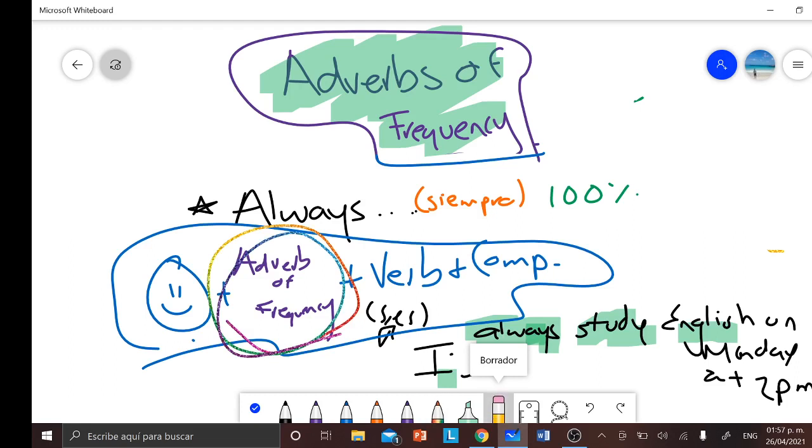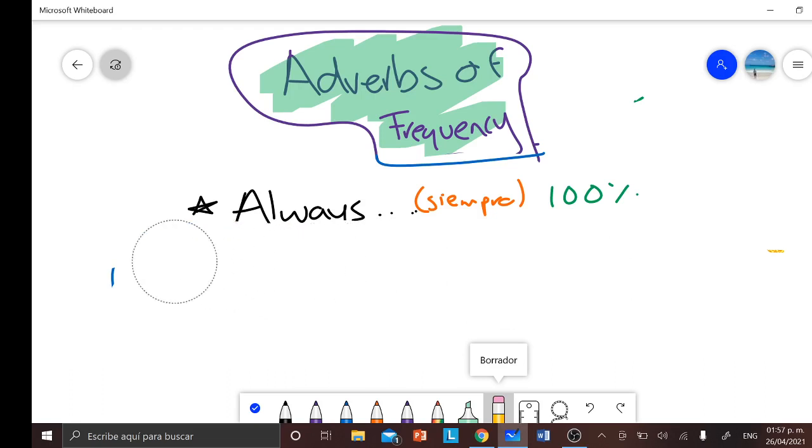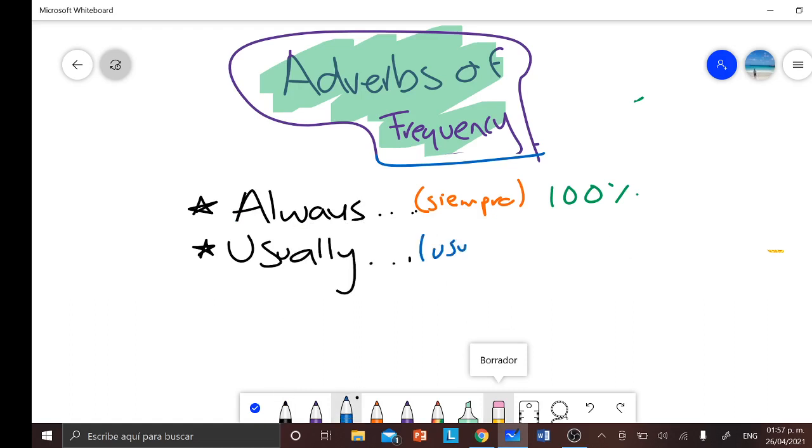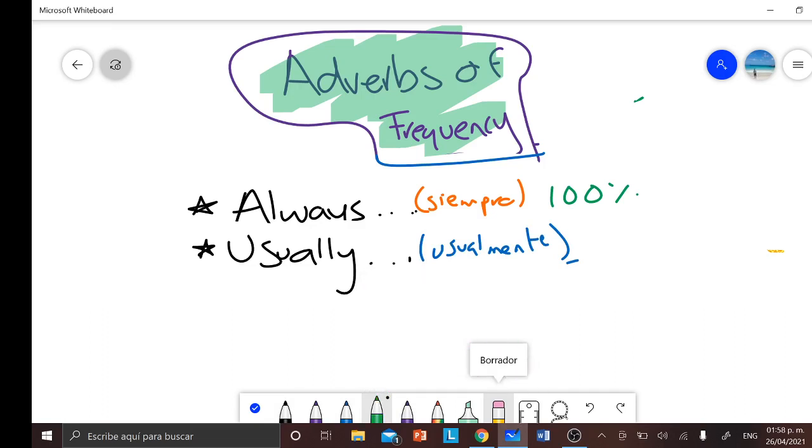Okay, now let me just tell you the following adverbs of frequency that we have. Los siguientes adverbs de frecuencia que tenemos. The next one that we have is called usually. This one in Spanish means usualmente. And if we would like to give it a percent, the percent will be approximately like I don't know, like an 80%. No, 75%. Yeah.